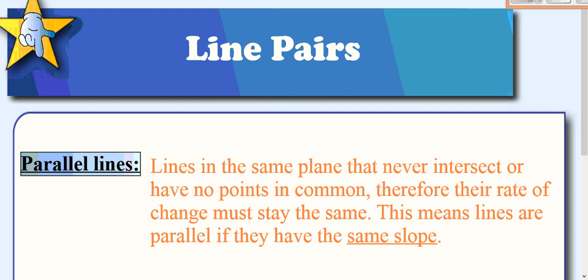So that's kind of the same thing with lines. Lines will run parallel. They have the same rate of change. It's called the slope. And they start in different places. You can never catch up because they have the same rate of change.